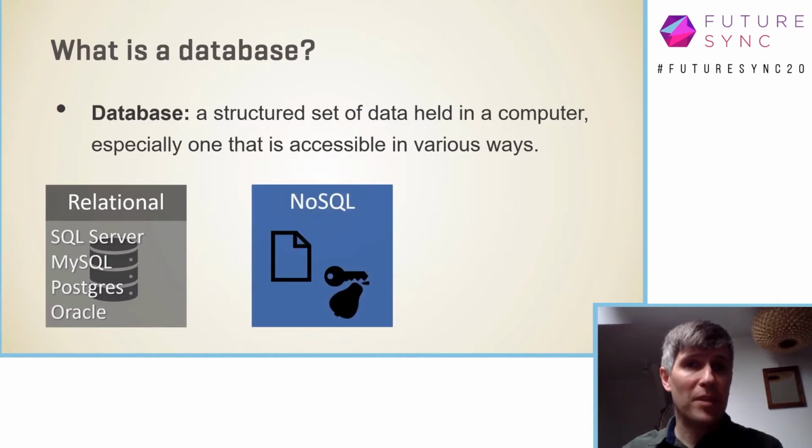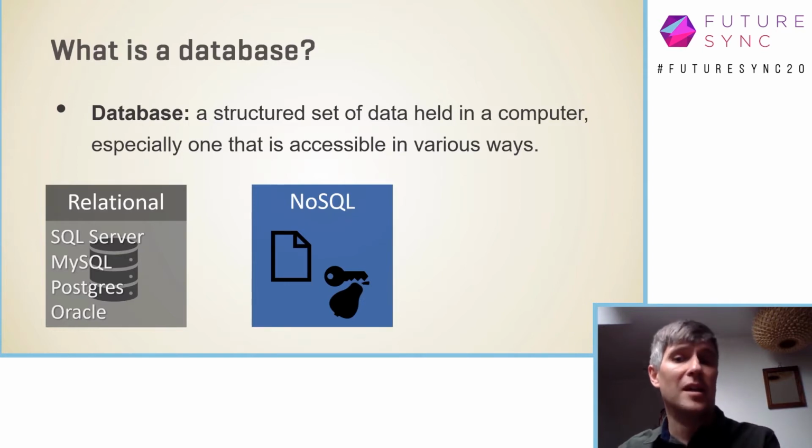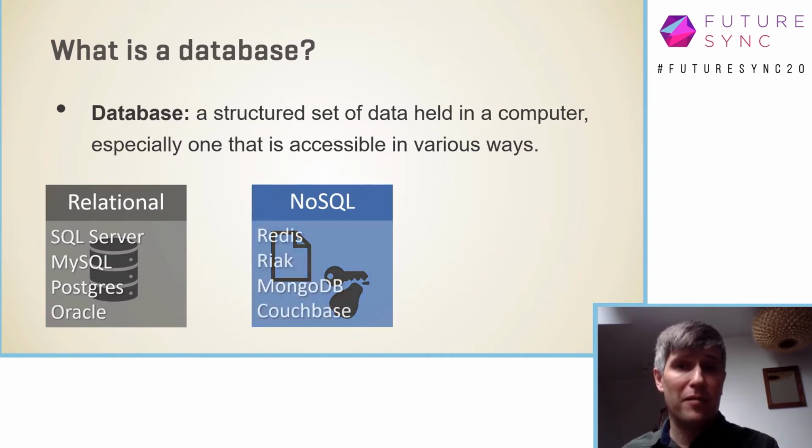Next, we have NoSQL. NoSQL databases were the new kids in town. They're the databases which don't rely on relational databases. They're not based on structured query language. And these are a variety of different types of databases. So we have Redis, your key-value type ones. We've got Riak, MongoDB, Couchbase, which are both document DBs. Icon-wise, I've gone with a key and a pair for Redis.